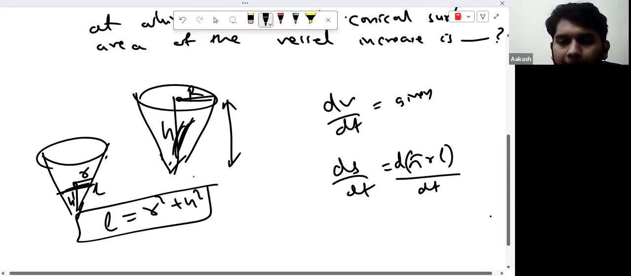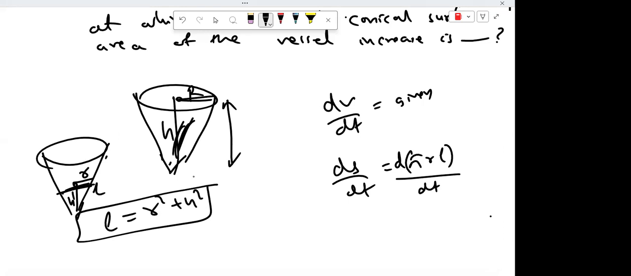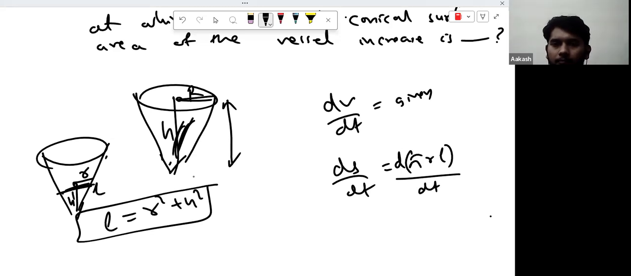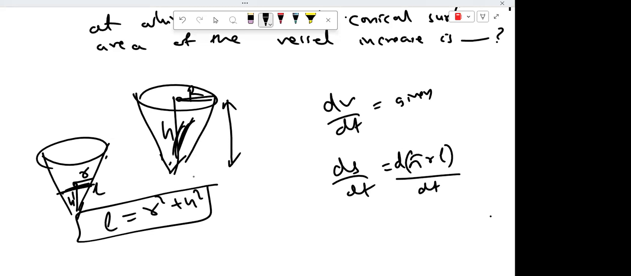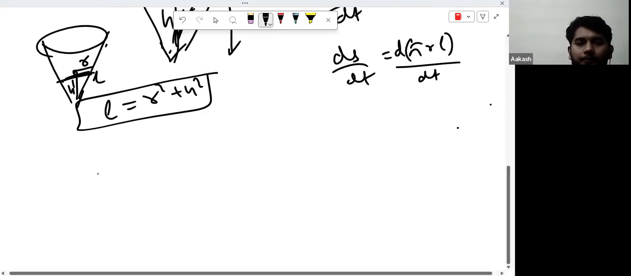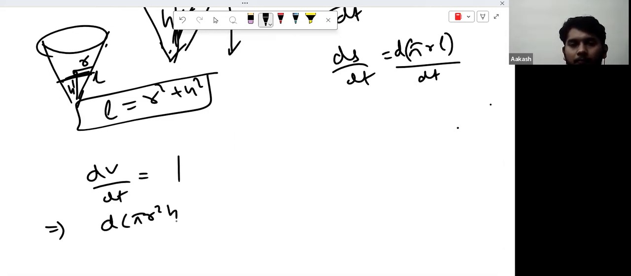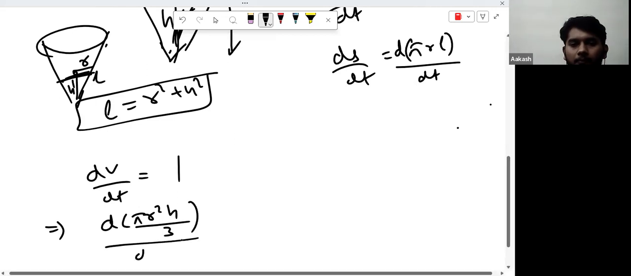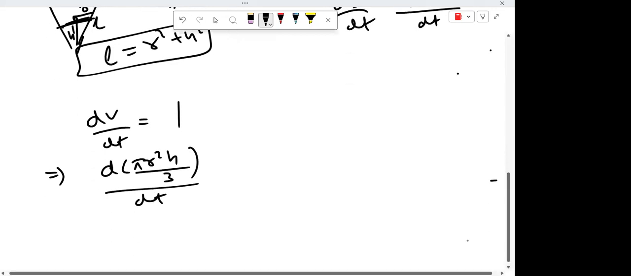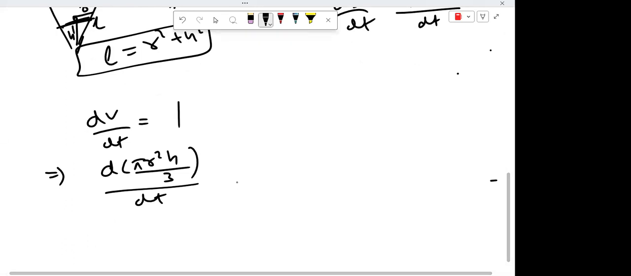Okay. Yes, sir. Should I solve this? Yes, sir. Okay, see, volume change is given, dV by dt is given, which is 1, and V is pi r square h by 3, right? Is the volume of cone. Yes.